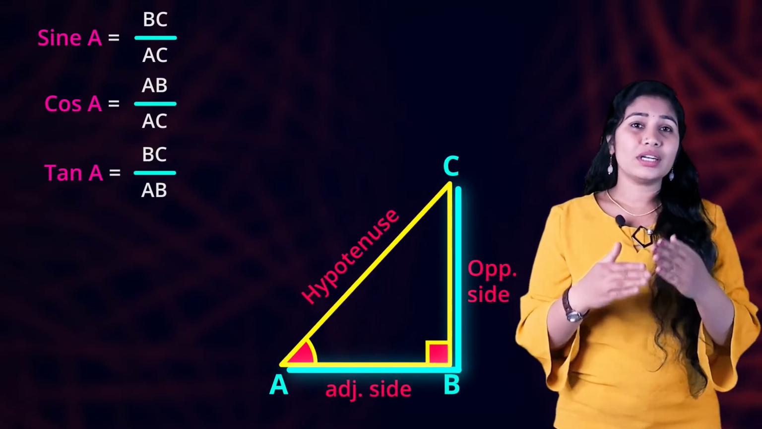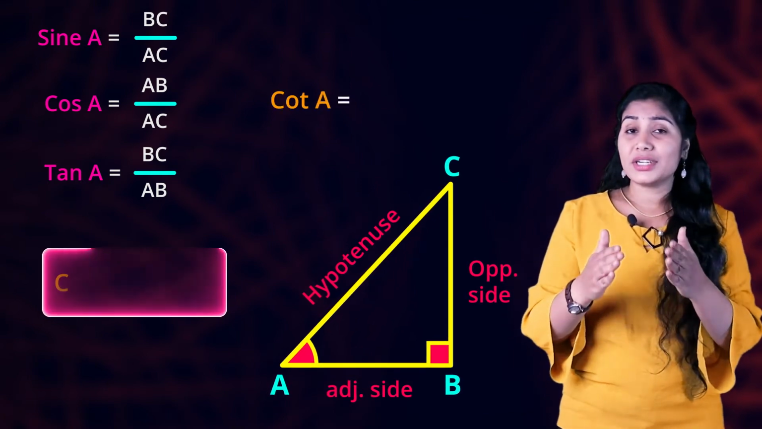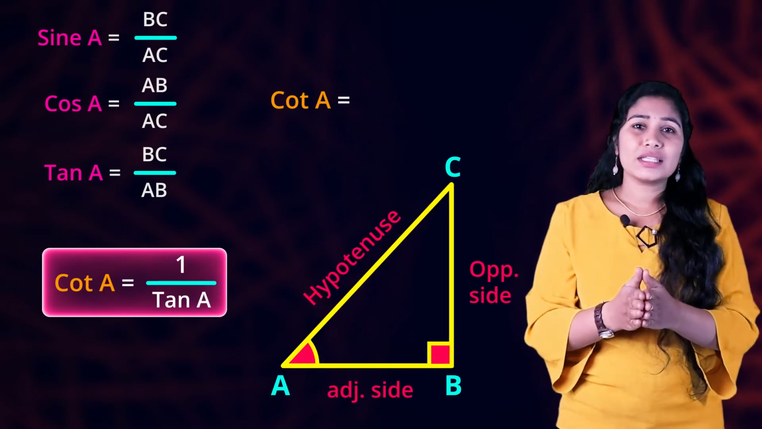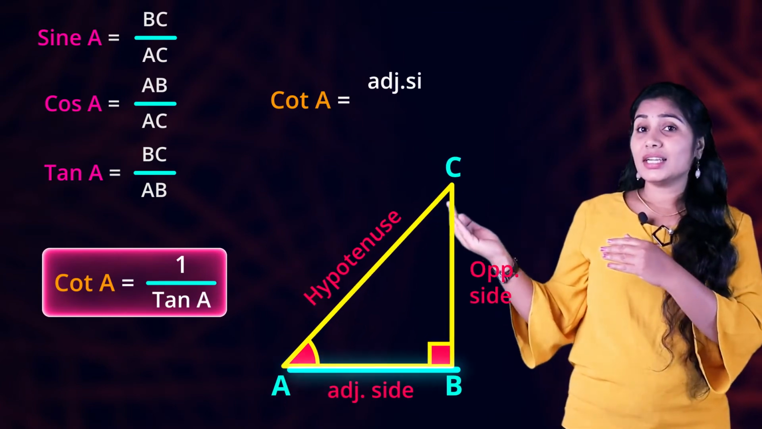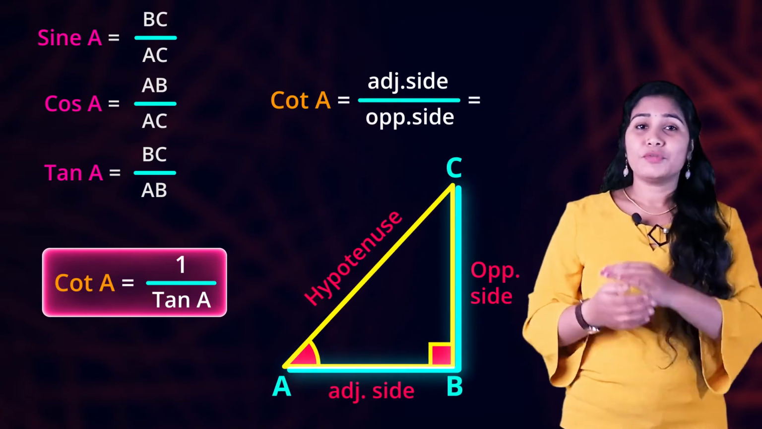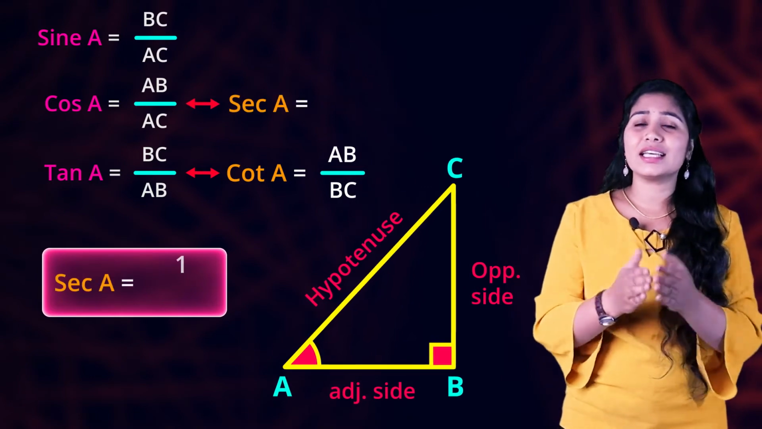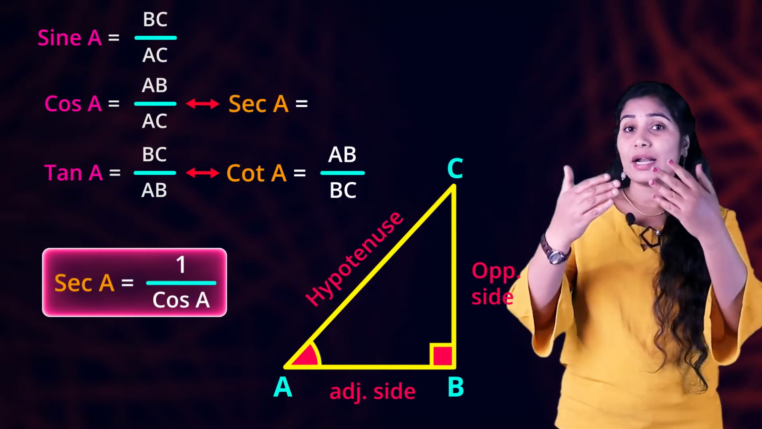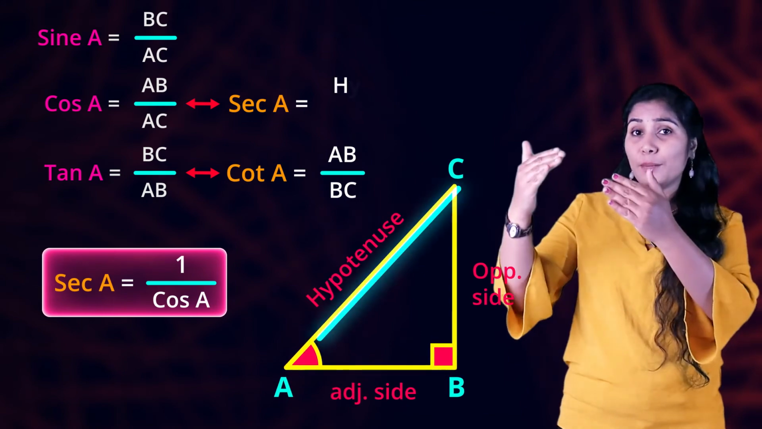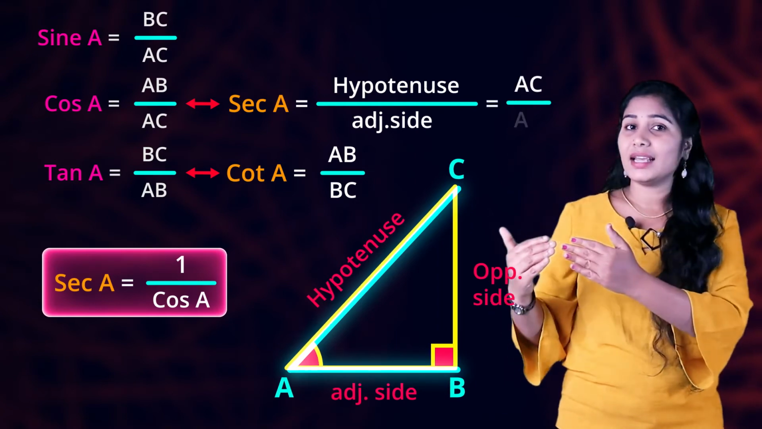Now coming to the reciprocals of sine, cos and tangent. Now cotangent. Cotangent A is nothing but 1 by tangent of angle A. So simply you can say the side adjacent to angle A by the side opposite to angle A, which is AB by BC. And secant A. Secant A is nothing but the reciprocal of cos. So 1 by cosine of angle A. Or we can also say that hypotenuse by the side adjacent to angle A, which is AC by AB.